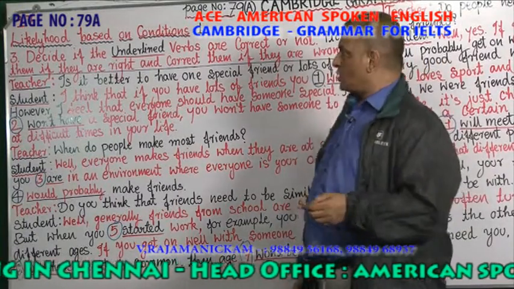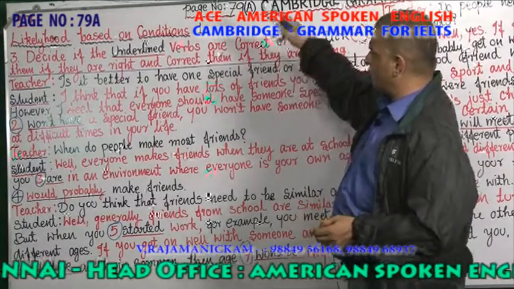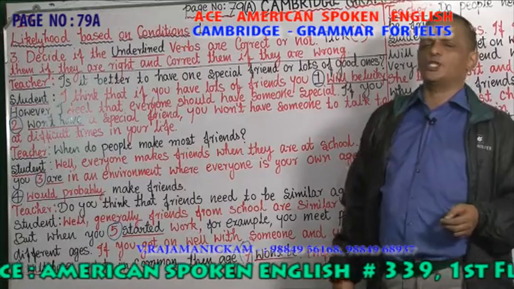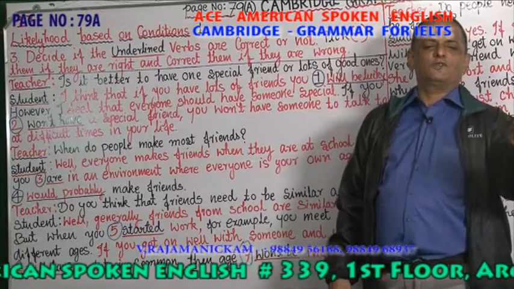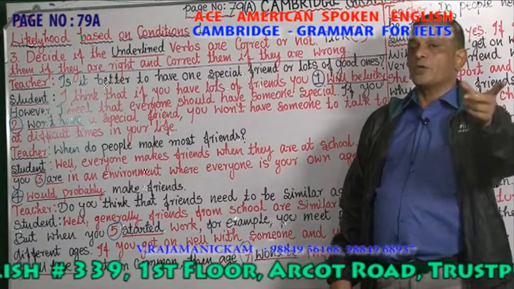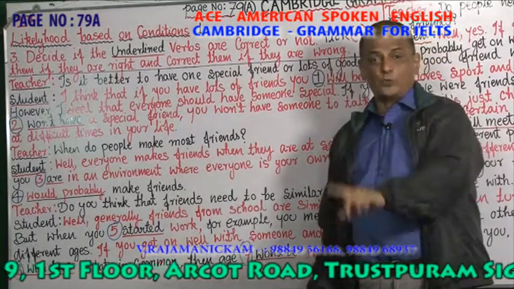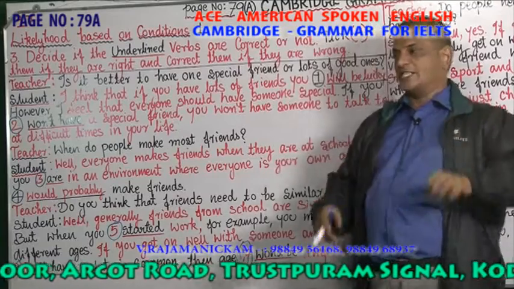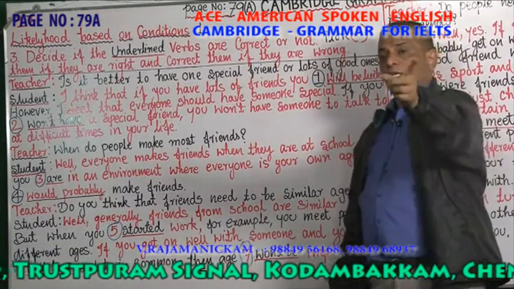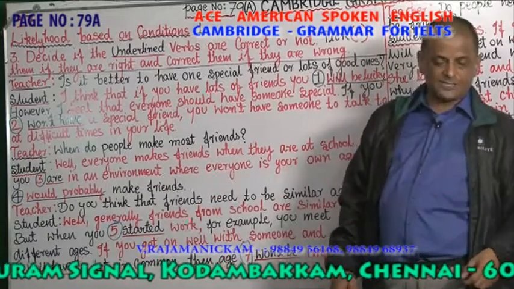Unlikely happenings. So coming here, likelihood based on condition one. What is condition one, sir? If you study, if plus study, present tense, you will get good marks. Will is there. So that is the first condition. If you study, you would get good marks. If you study, you might get good marks. That is the first condition.